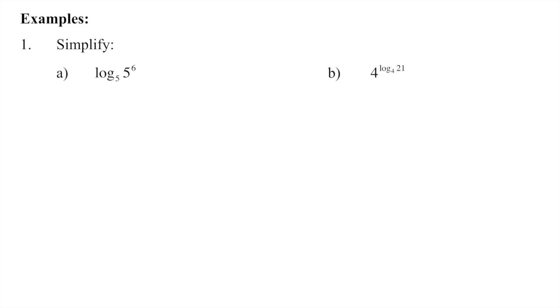All right, let's get into some examples. So the first one, let's simplify log to base 5 of 5 to the power of 6. Well, straight up, we can see the base is 5. The base of 5 to the power of 6 is 5, so the answer is 6. What power do you put above 5 to get an answer of 5 to the power of 6? You put 6 there.